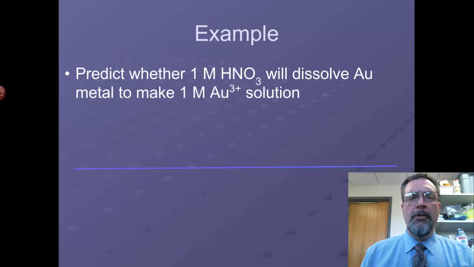Here's another example. We have 1 molar nitric acid, and I want to see if that's going to dissolve gold metal to make 1 molar gold-3 solution.